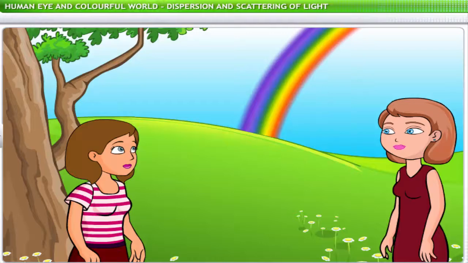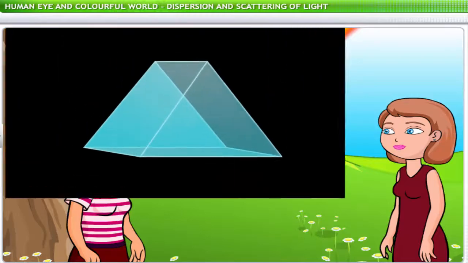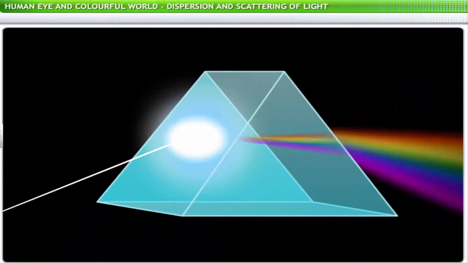I can reproduce a rainbow for you using a triangular prism. Oh, how does that happen? Well, the same phenomenon takes place in both cases. Refraction of light.